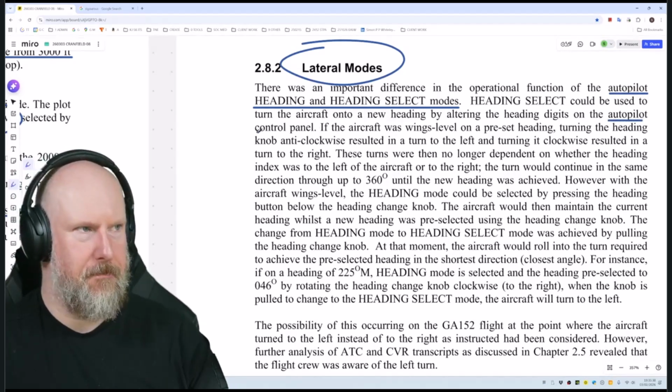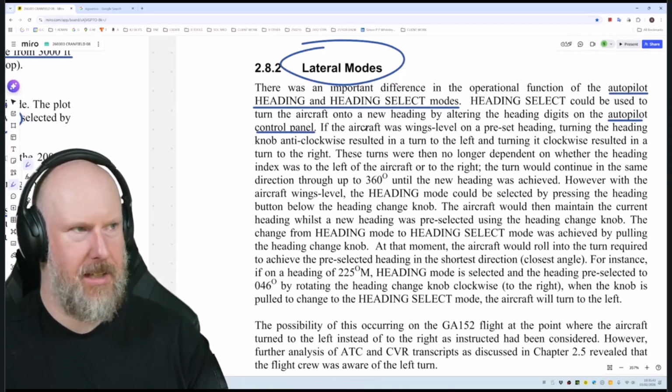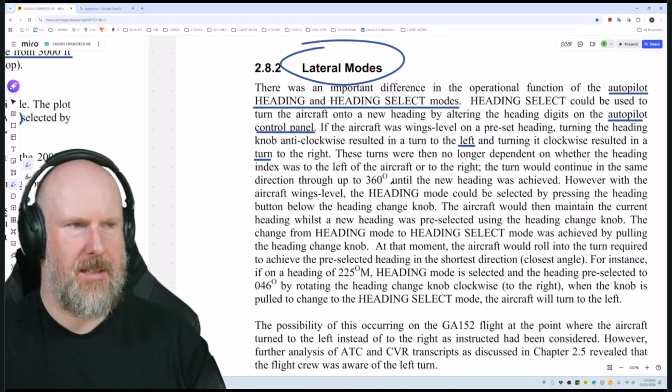Right. If the aircraft was wings level on a preset heading, turning the heading knob anti-clockwise resulted in a turn to the left, and turning it clockwise resulted in a turn to the right. These turns were no longer dependent on whether the heading index was to the left or to the right of the aircraft. The turn would continue in the same direction through up to 360 until the new heading was achieved.